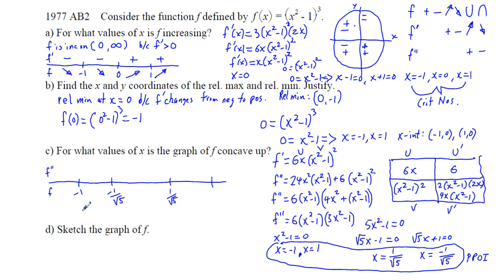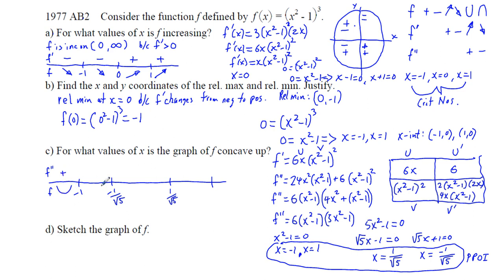So we're just going to see what's going on here, and we can take the factored form of these if we want to, and we'll pick a number less than -1. Well, that'll be positive here, and this is going to be positive here, so we're going to be concave up.